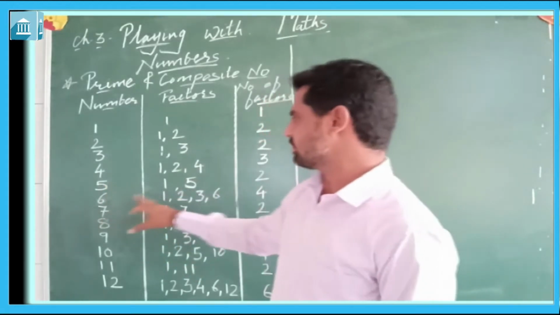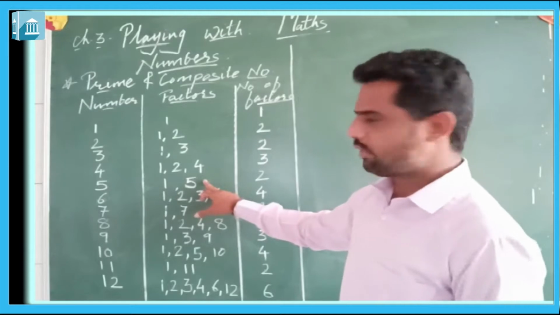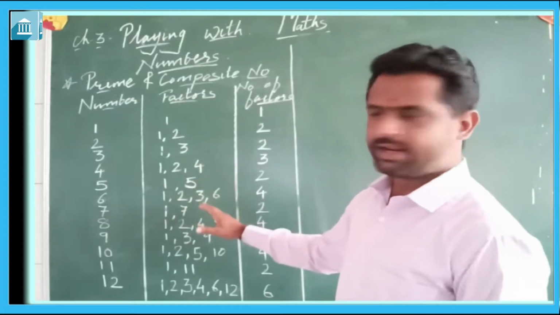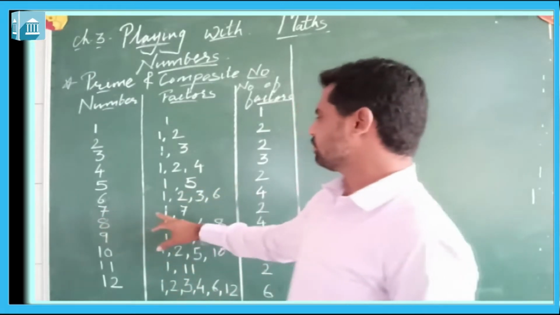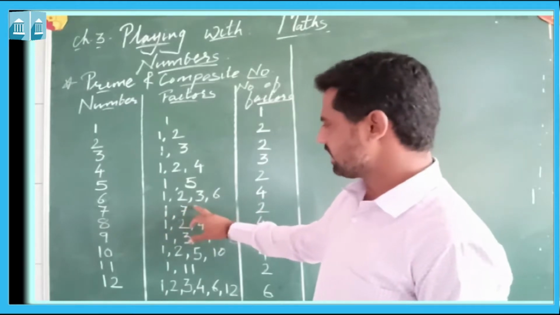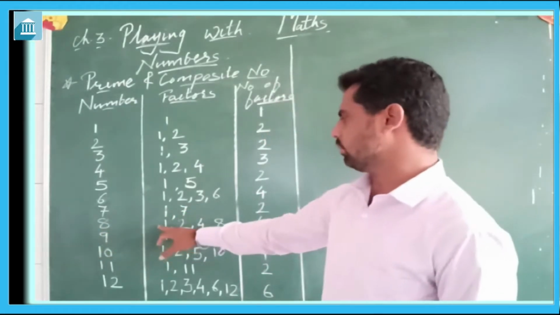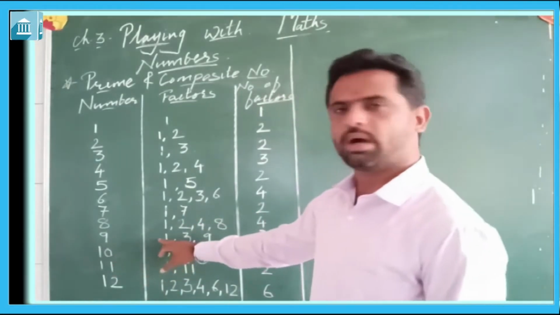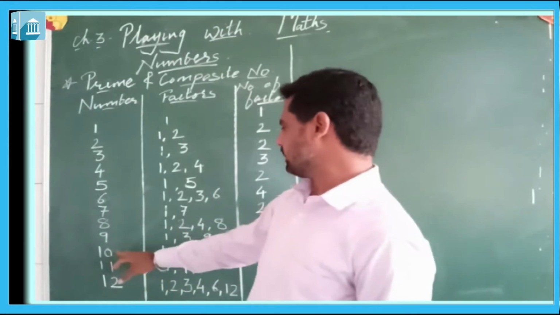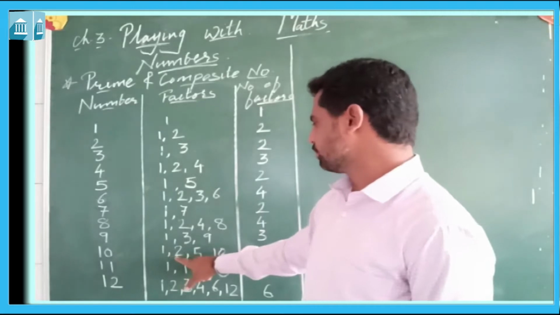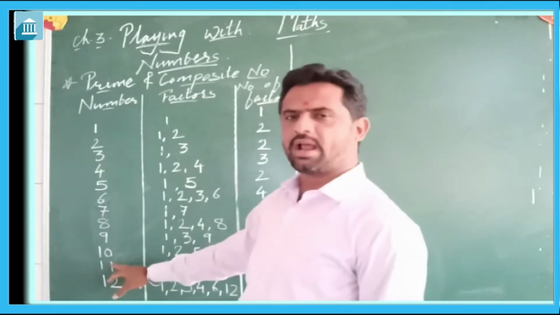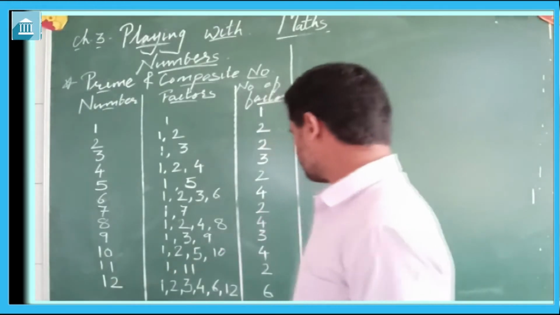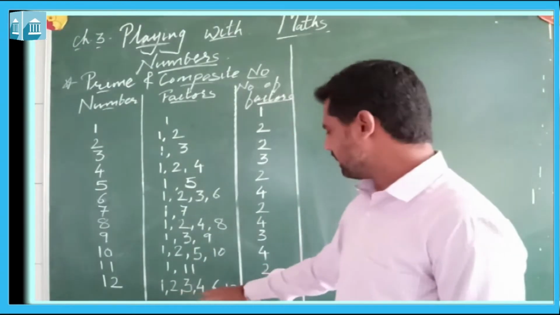5 has 2 factors, 1 and 5. 6 has 4 factors, 1, 2, 3 and 6. 7 has again 2 factors, 1 and 7. 8 has again 4 factors, 1, 2, 4 and 8. 9 has 3 factors, 1, 3, 9. 10 has again 4 factors, 1, 2, 5, 10. 11 has again 2 factors, 1 and 11. Now 12 has 6 factors, 1, 2, 3, 4, 6 and 12.